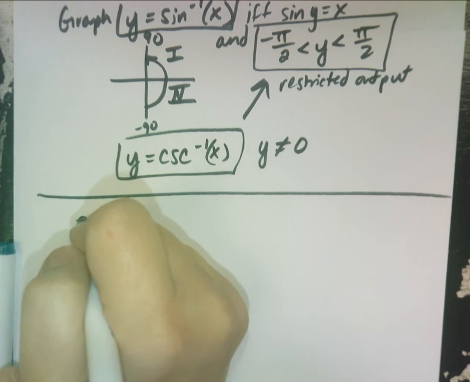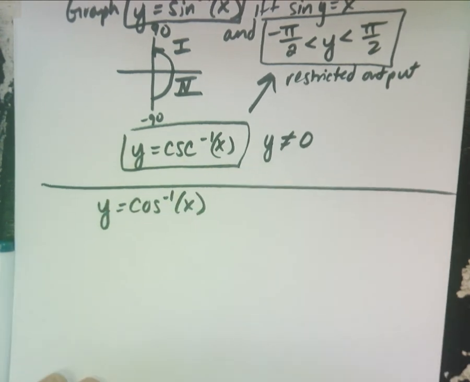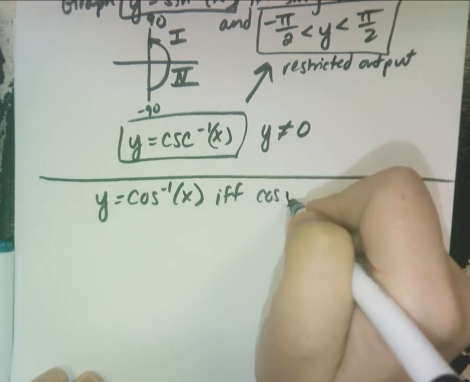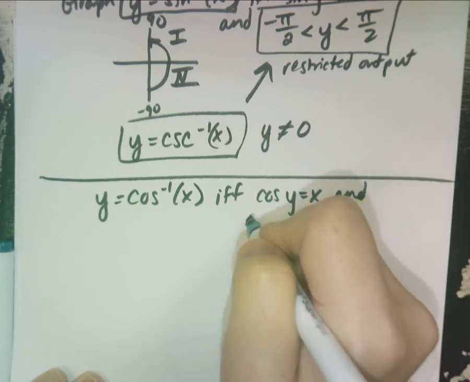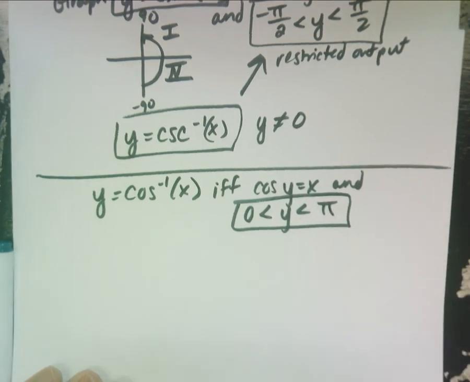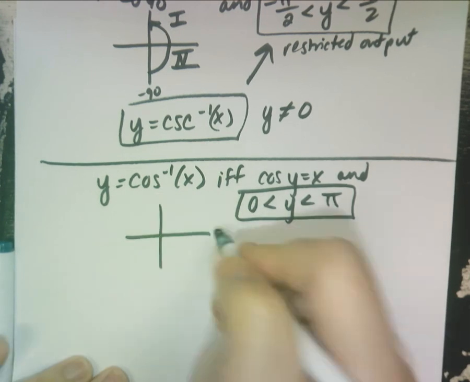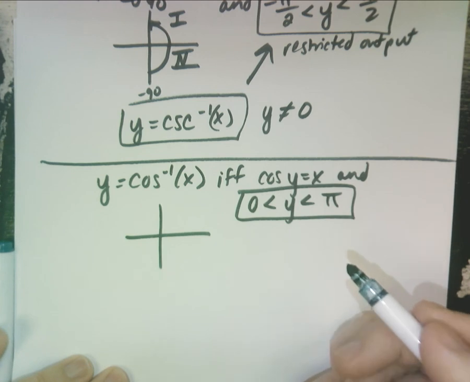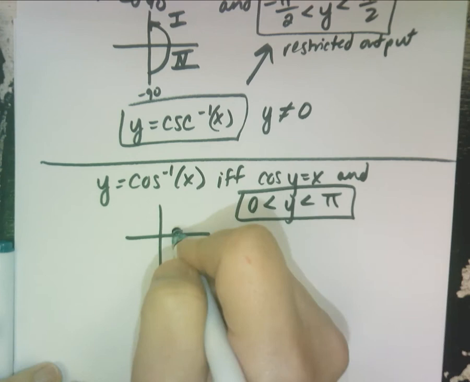All right, what about cosine? I'm not going to graph it for you, but you can do the same graph if you want to. But cosine has restricted outputs. So if cosine y equals x and 0 is less than y is less than pi. So there's your restricted output. What does that mean? Where are all your answers located? What quadrants? From 0 to pi. 1 and 2. That's all you can give me answers in, 1 and 2.